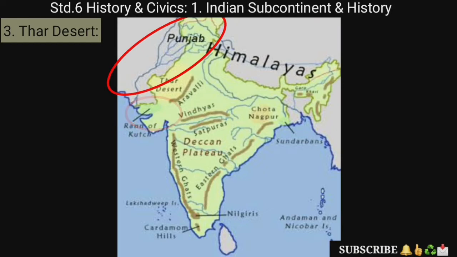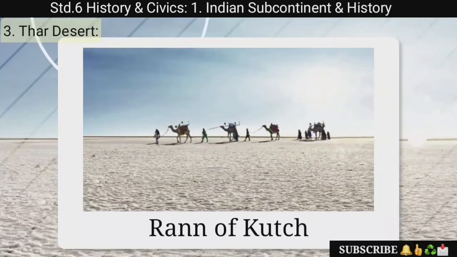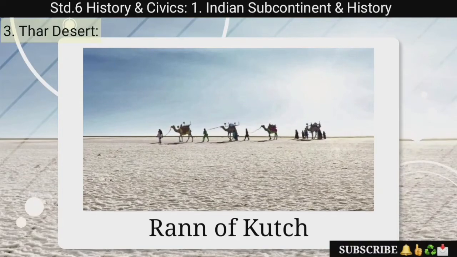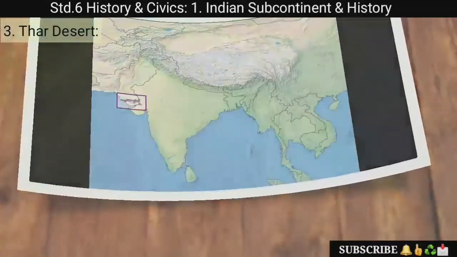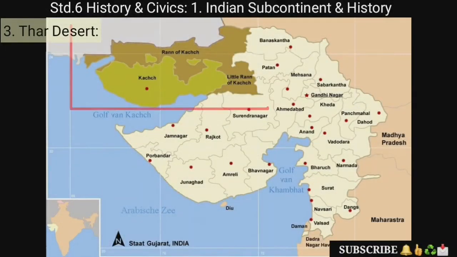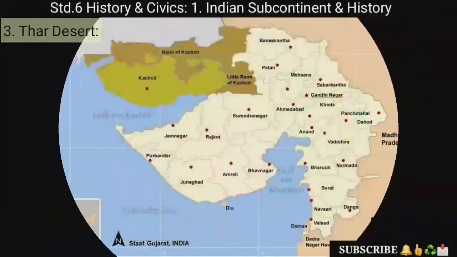Now we shall have short information about the Run of Kutch. The Great Run of Kutch is a salt marsh in the Thar desert in the Kutch district of Gujarat, India. It is about 7,500 square kilometers in area and is reputed to be one of the largest salt deserts in the world. This area has been inhabited by the Kutchi people.